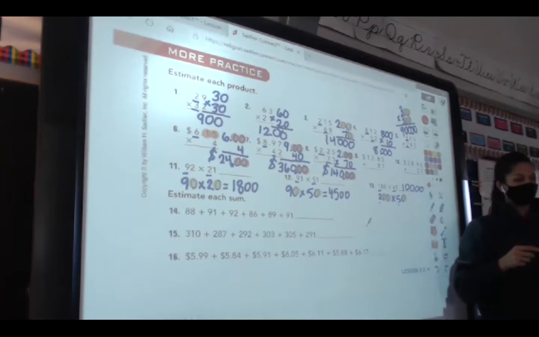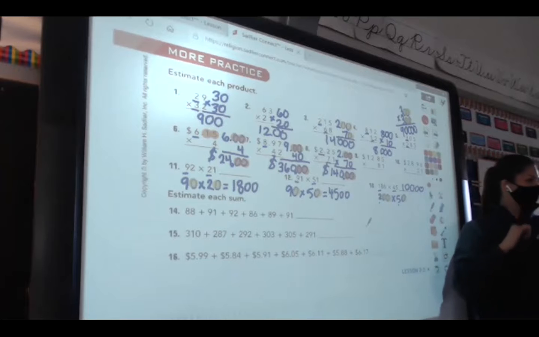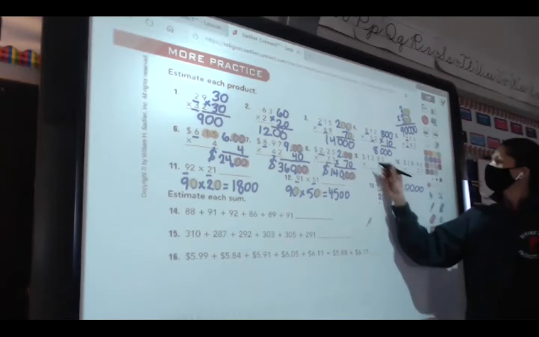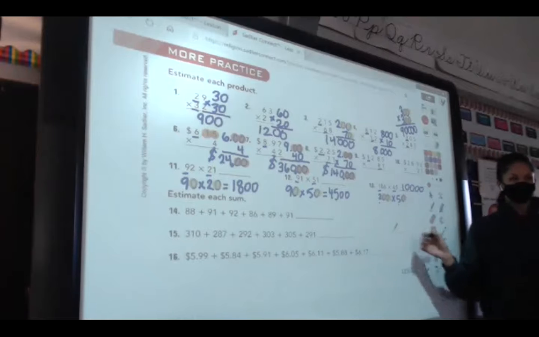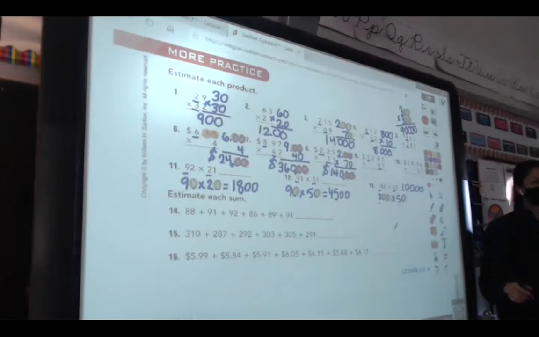We have 2 more here. How you doing? Okay. Here we go. Underline the greatest place value for each. Would 12.85 round to $10 or $20? Think before you guys answer. Think. Why 10?